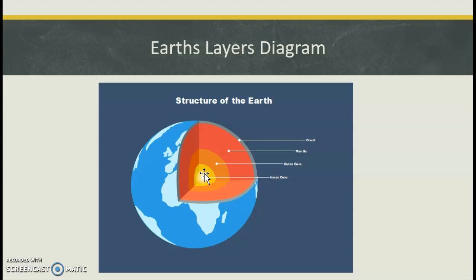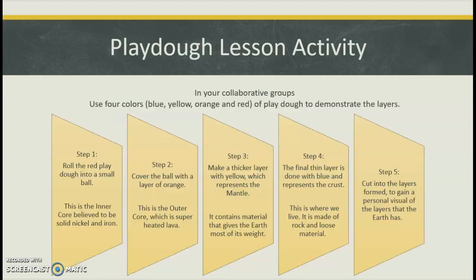So this structure of the Earth, we are going to actually create our very own structure of the Earth in a Play-Doh lesson activity. So in your collaborative groups, I want you to think about the questions at the beginning of the slideshow, and we're going to collaborate and make our own layers of the Earth. We're going to use 4 colors, blue, yellow, orange, and red. And this is all going to be using Play-Doh to demonstrate the layers of the Earth.